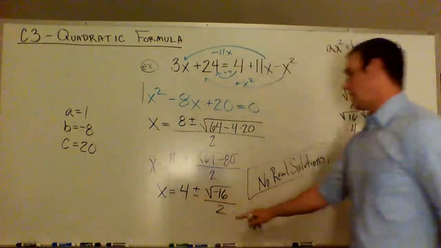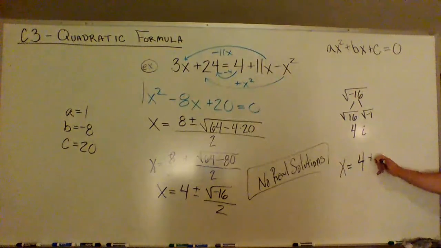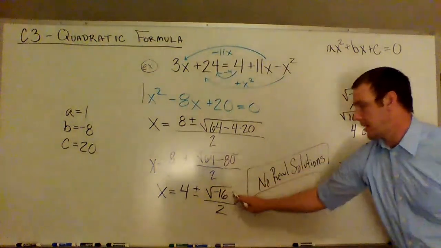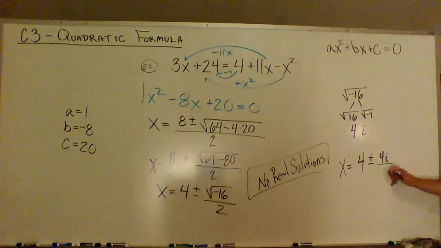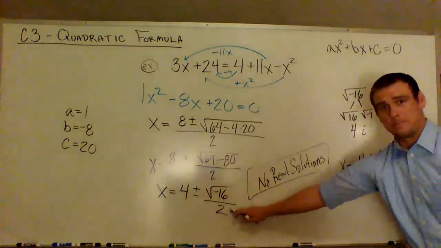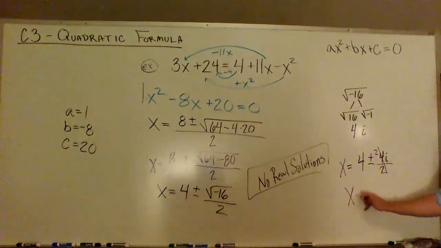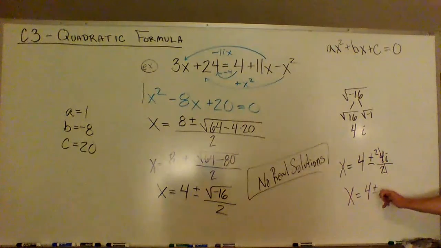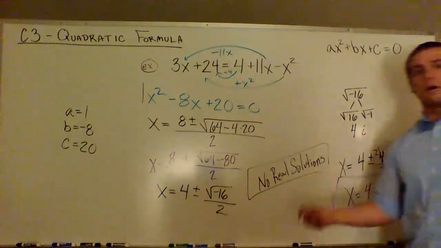So, popping back here, we've got x equals 4 plus or minus square root of negative 16, which is 4i, divided by 2 then. So you can reduce that. 4 divided by 2 makes a 2. x equals 4 plus or minus 2i. And then you're all done.